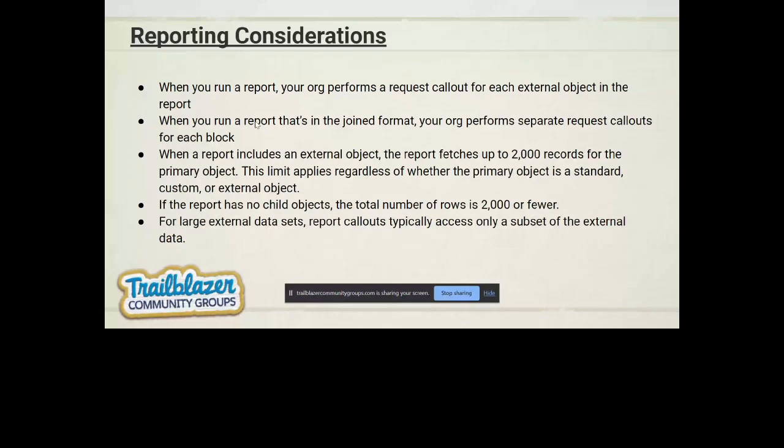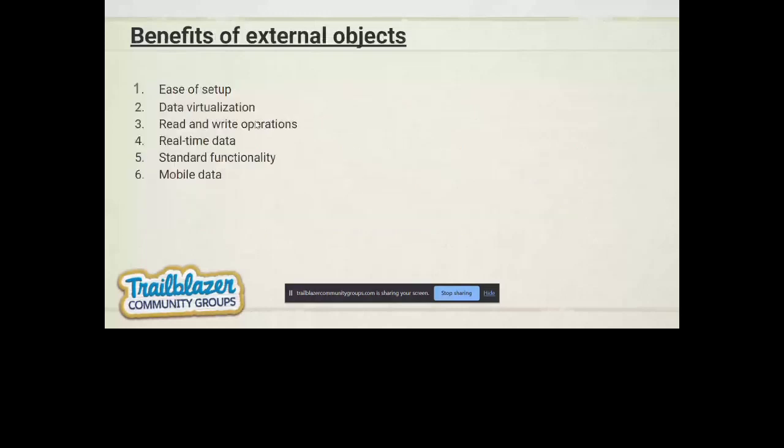Historical trend reporting is not there. So these are two, again, important things to keep in mind. To go to the next slide, benefits of external objects: ease of setup, data virtualization, read and write operations, real-time data, standard functionality, and mobile data. I'll go through them in a little bit of detail, not too much detail, but a little bit of detail.